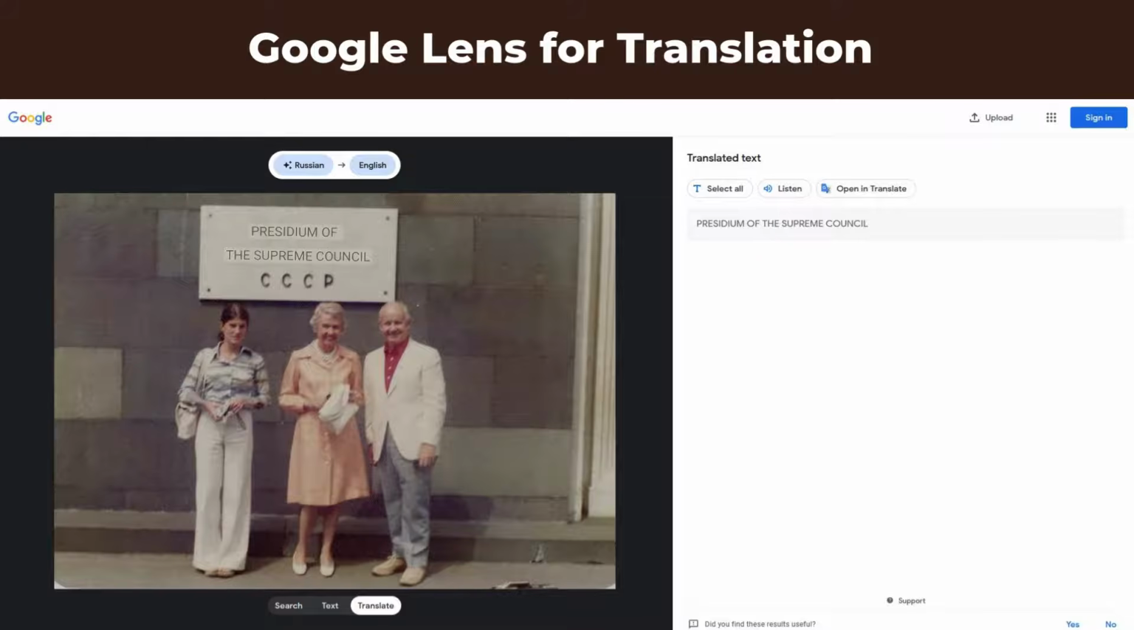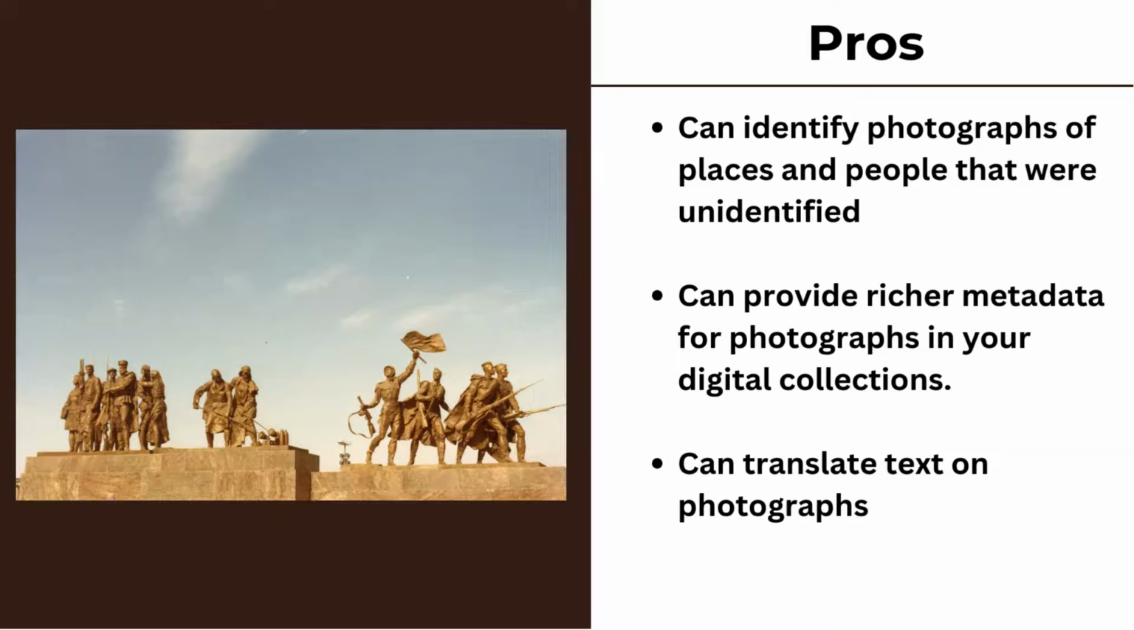This translation isn't always the most accurate, so I suggest copying the text and using another translation program to double check the translation. After double checking this translation with a separate service, we now know that this is a photograph of Governor Archmore standing with his daughter Shelley and an unidentified woman in front of the Presidium of the Supreme Soviet Council building. Now let's talk about some pros and cons of using this service.